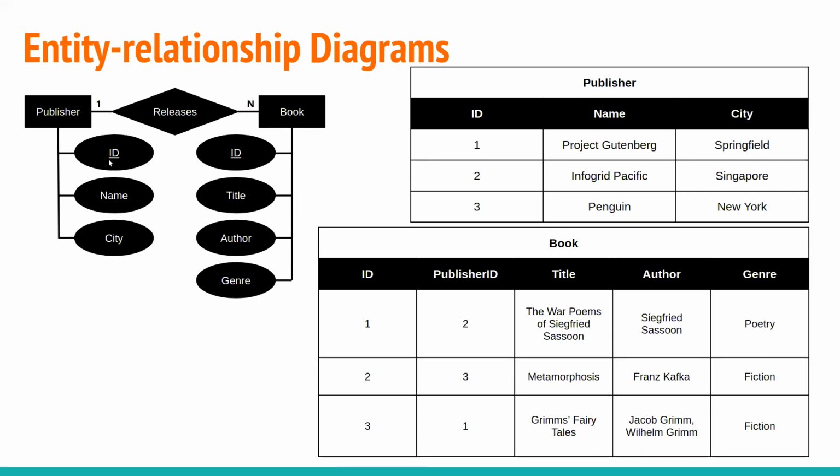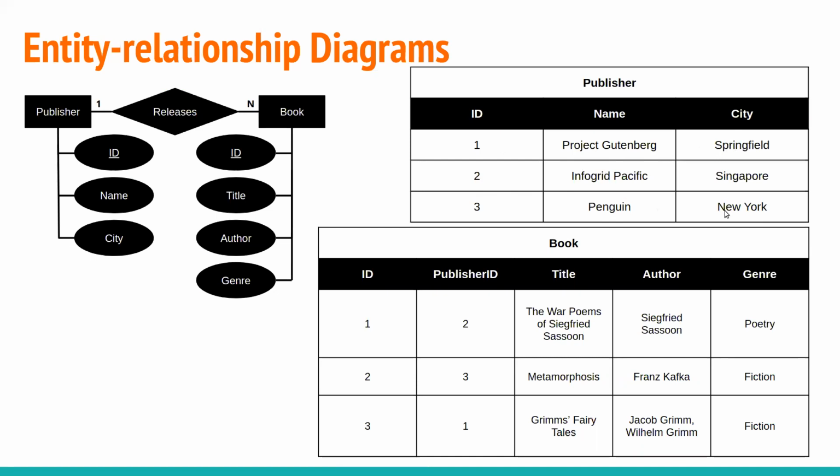So the publisher has 3 attributes. That means it has 3 columns. It has an ID. So publisher 1, publisher 2, publisher 3. That is the primary key. That is how we uniquely identify each publisher. So if I ask for publisher 1, you can tell me their name and city, right? Project Gutenberg, Springfield. ID 2, Infogrid Pacific, Singapore. ID 3, Penguin, New York. So we have these rows.